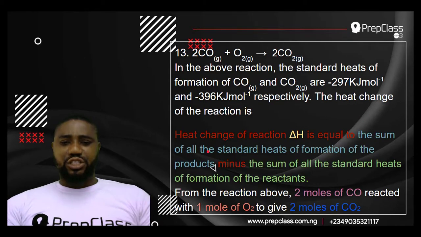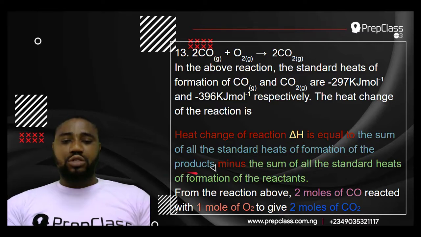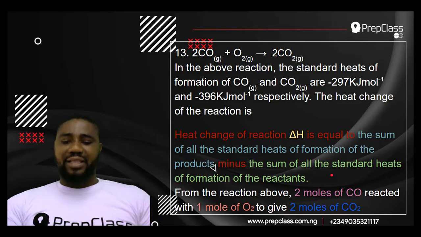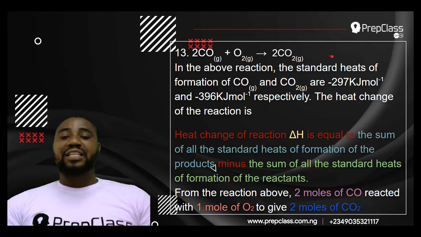Now, what is heat change or heat of reaction? I said that the heat change of reaction, delta H, is equal to the sum of all the standard heats of formation of the products minus the sum of all the standard heats of formation of the reactants. So we add up the standard heats of the reactants. Then if we have more than two products, we add up the standard heats of the products. Then subtract all the standard heats of the reactants from the products. You get the heat change.